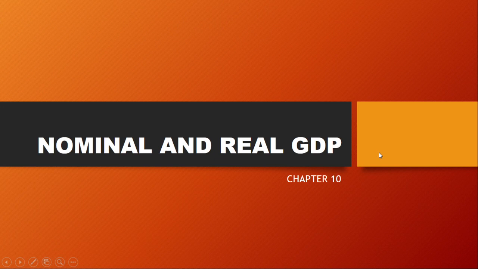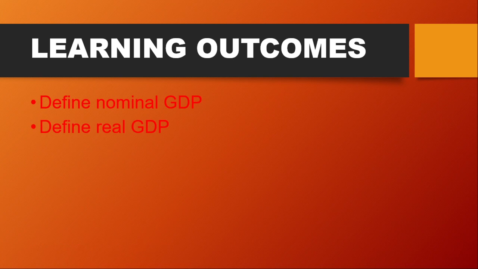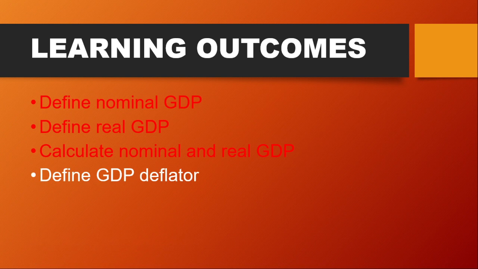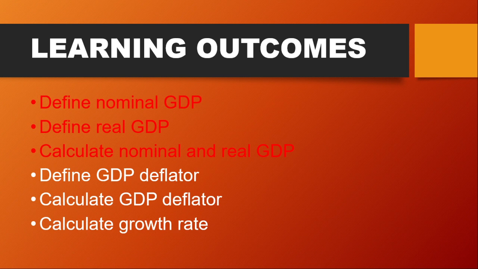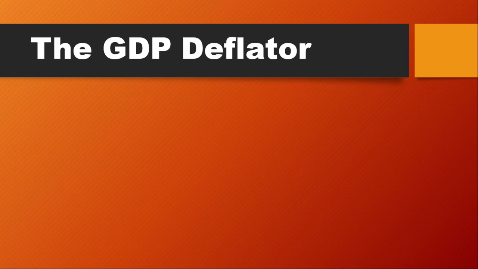Today we are going to continue with nominal and real GDP, which is in chapter 10. So remember, last time we defined nominal GDP and real GDP, and we also looked at how to calculate nominal GDP. So today we are going to define the GDP deflator, look at how to calculate it, and again how to calculate the growth rate of either nominal or real GDP.